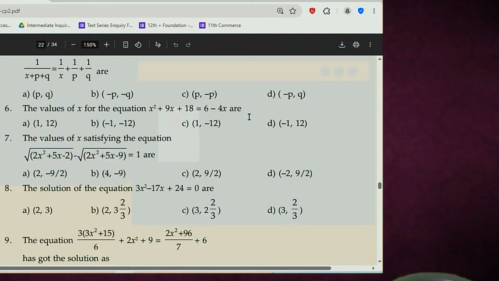Correct. Option B is the correct option for 6th question. Very good, option B.